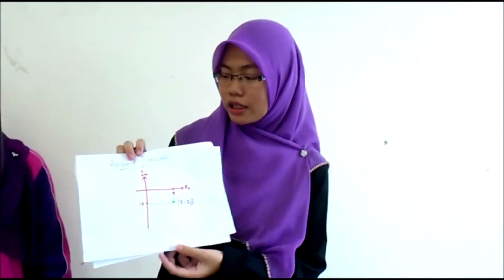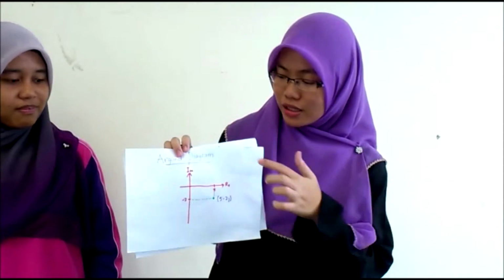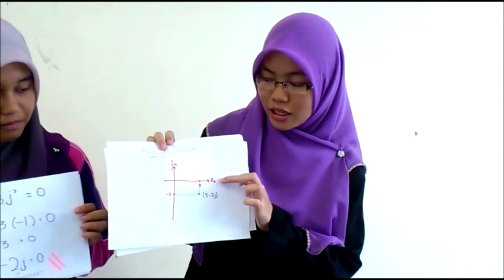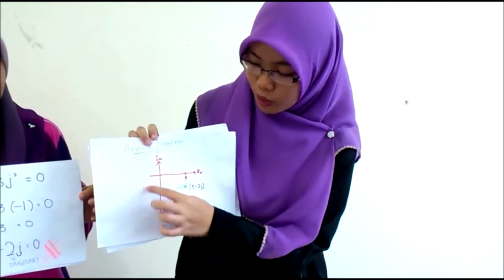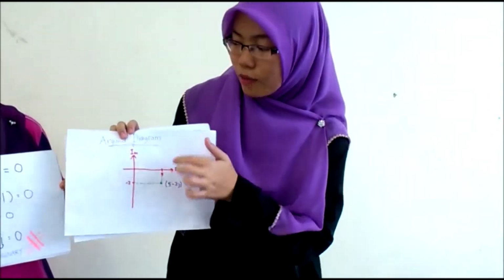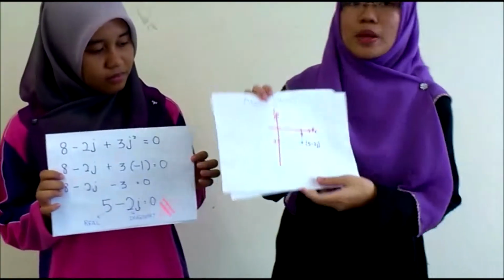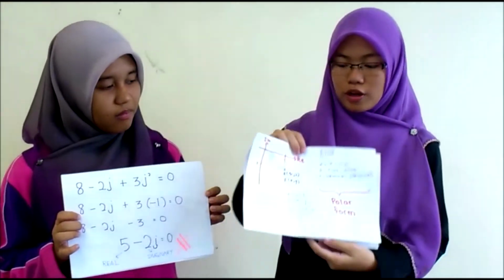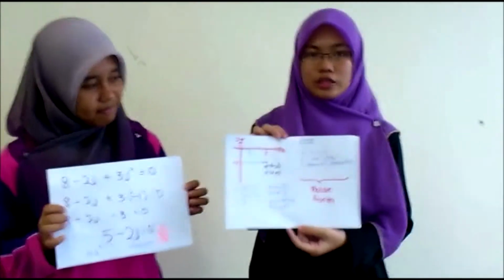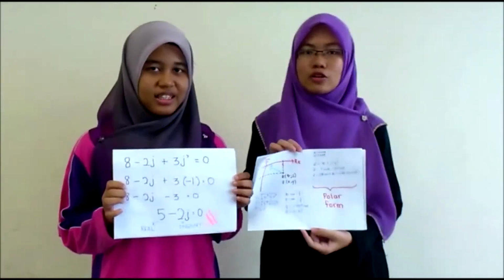Based on the equation that you get, you can plot the Argand diagram. This is the imaginary axis and this is the real axis. The imaginary part is negative 2j, so you can plot the negative 2 on the imaginary axis and 5 on the real axis. For further information, you can plot the polar. You can use polar form. This is the equation. Okay, that's all from us. Thank you. Next, problem solving.